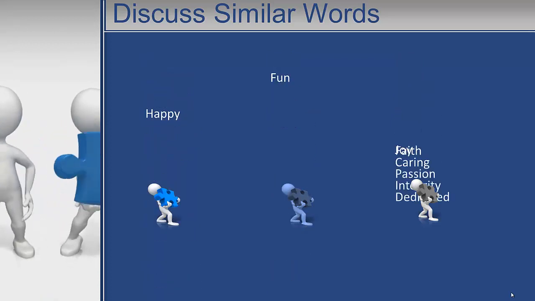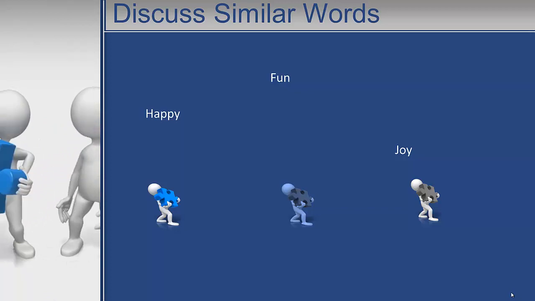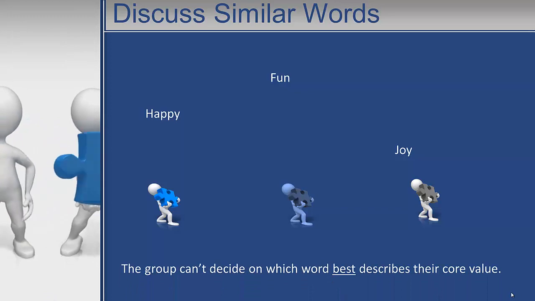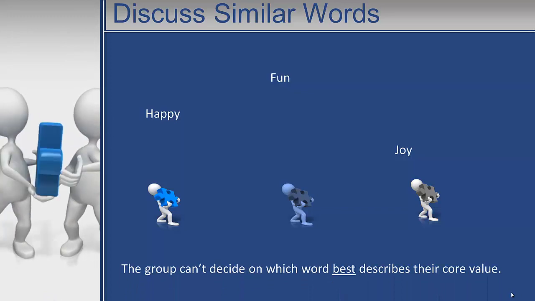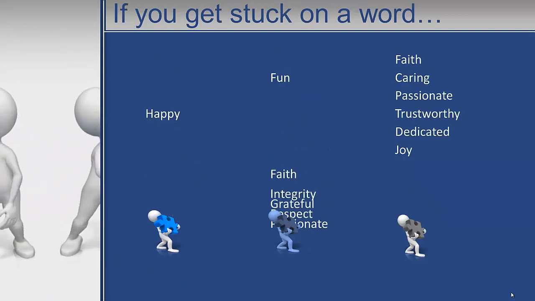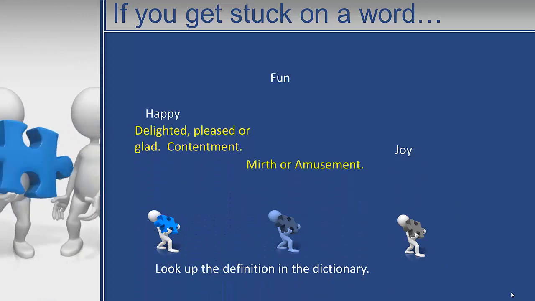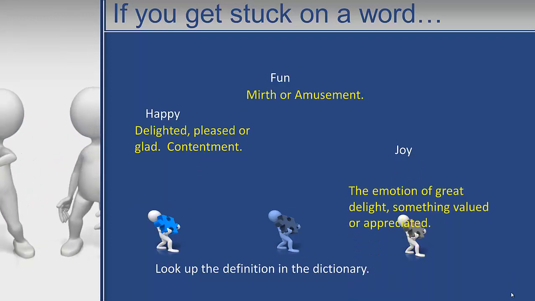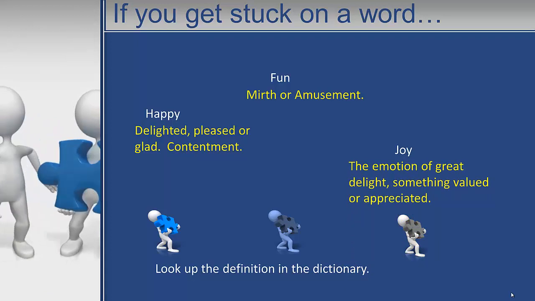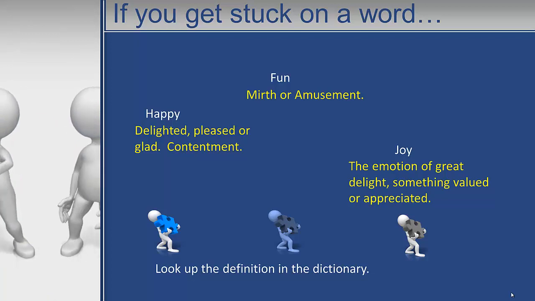Okay, so let's look at another set of 3 words that were similar on everyone's list. We have happy, fun, and joy. Now the group talks it out, but they can't really decide which word best describes their core value. So what they're going to do is refer to the dictionary. We're going to put some dictionary definitions in here so you can see these. Happy: delighted, pleased, or glad, contentment. Fun: mirth or amusement. Joy: the emotion of great delight, something valued or appreciated.